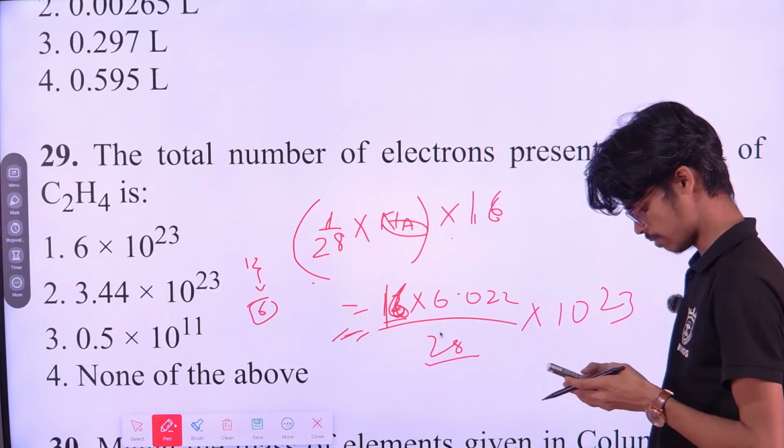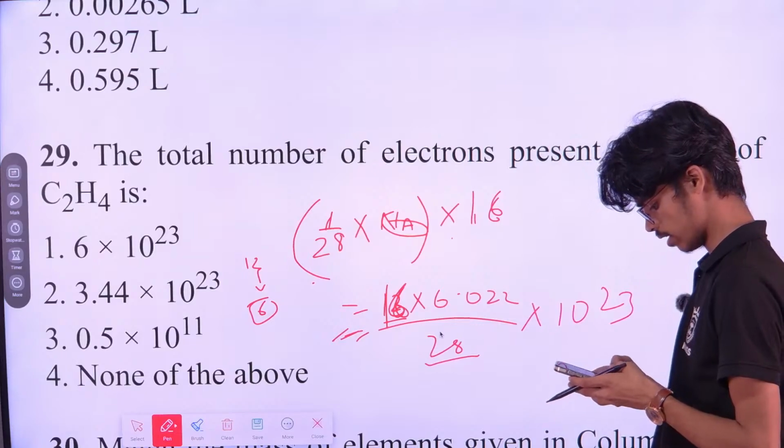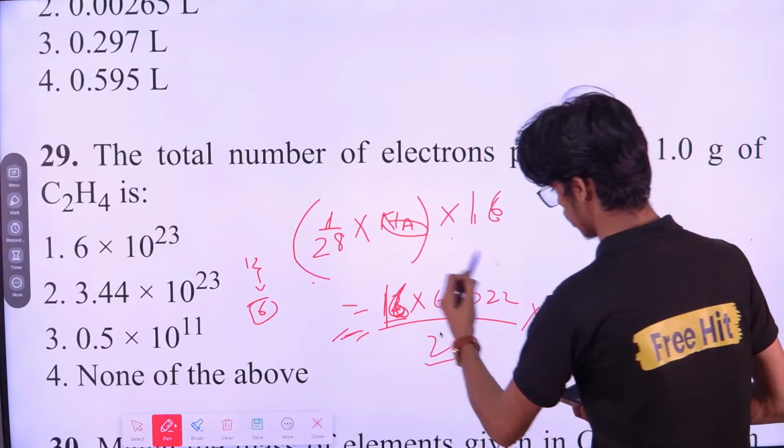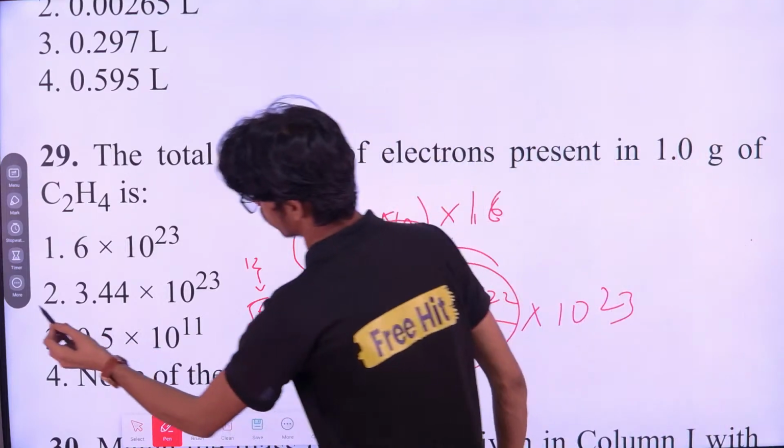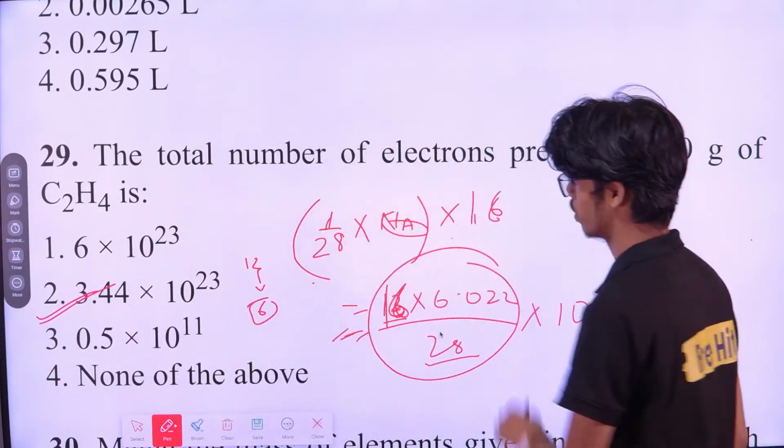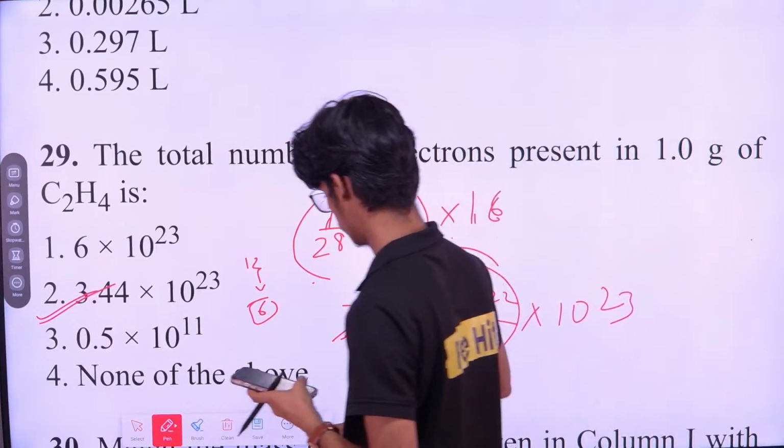So 16 by 28 is 0.57 into 6.022. Okay, so this number is 3.44. So option number 2 is right. I got the total number of electrons wrong. Okay, that's what I was not able to get.